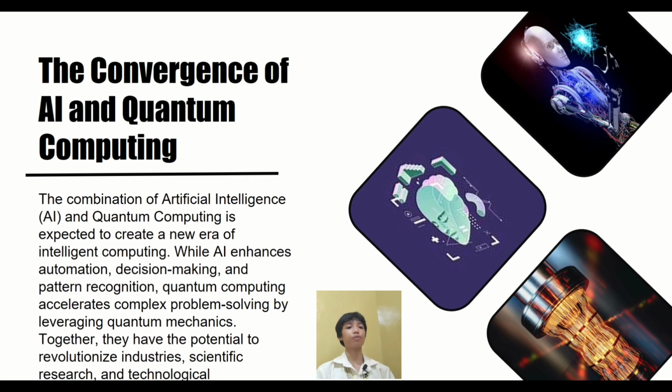And how much more if AI and quantum computing were converged? In the future, we can already see many technologies invented. The combination of AI and quantum computing is expected to create a new era of intelligent computing. While AI enhances automation, decision making, and pattern recognition, quantum computing accelerates complex problem solving by leveraging quantum mechanics. Together, they have the potential to revolutionize industries, scientific research, and technological advancement.